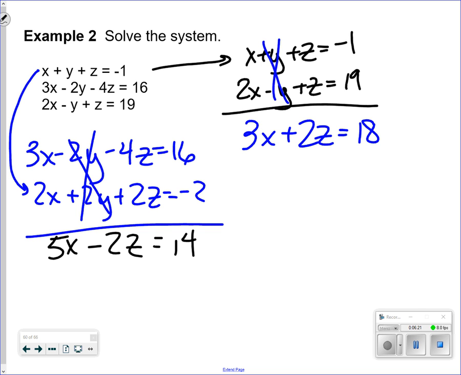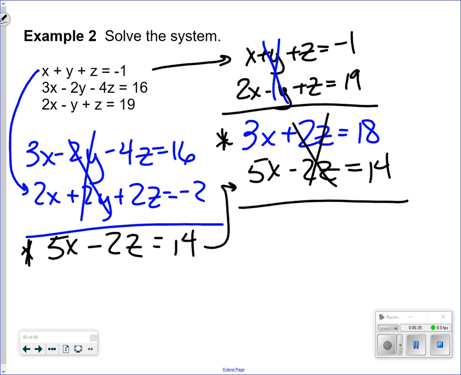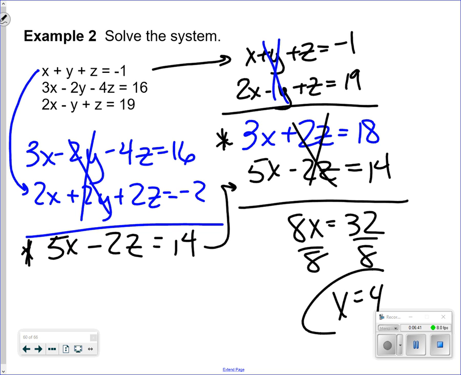Now, I have an equation with x and z, and another equation with x and z. So now I want to do two equations and two unknowns. Well, this one I don't have to multiply by anything. So 5x minus 2z equals 14 gets rid of z, and I solve x would equal 4. Now I go back. If x is 4, 5 times 4 is 20, minus 2z equals 14.